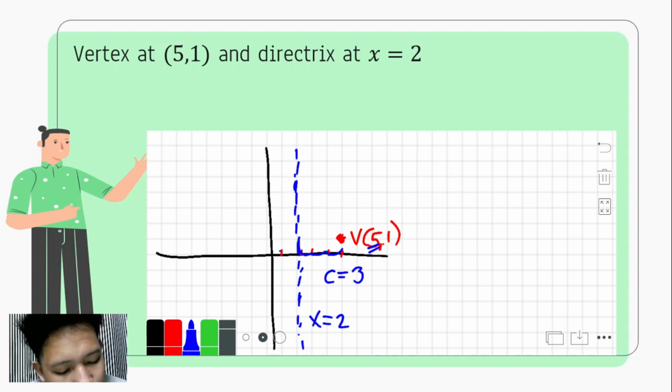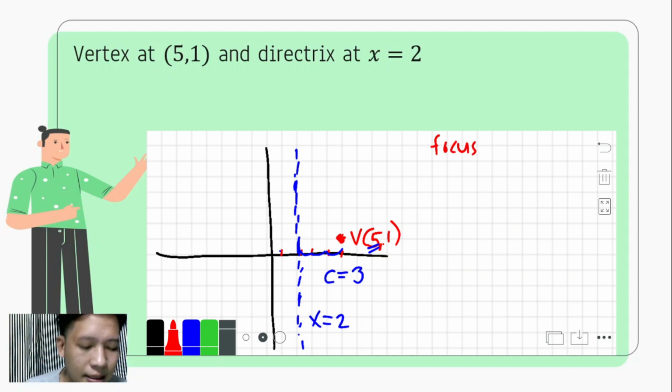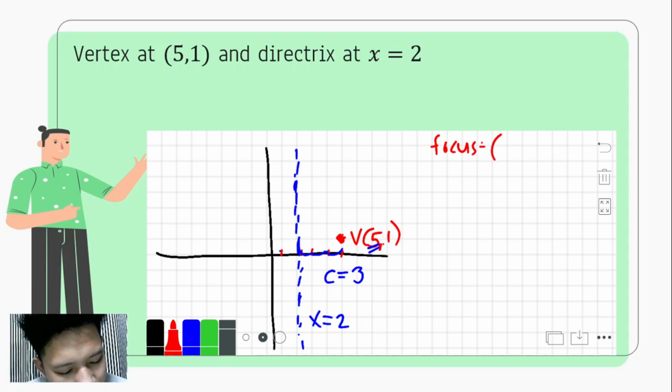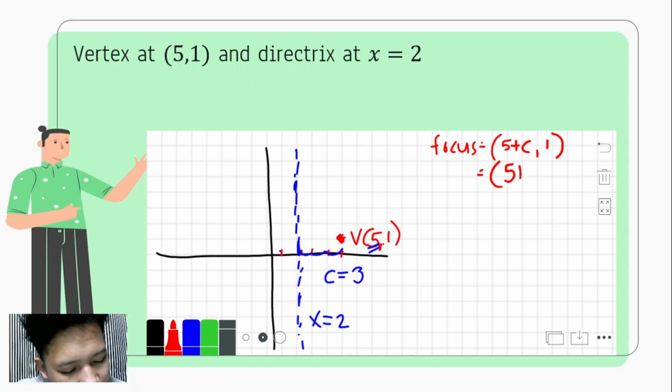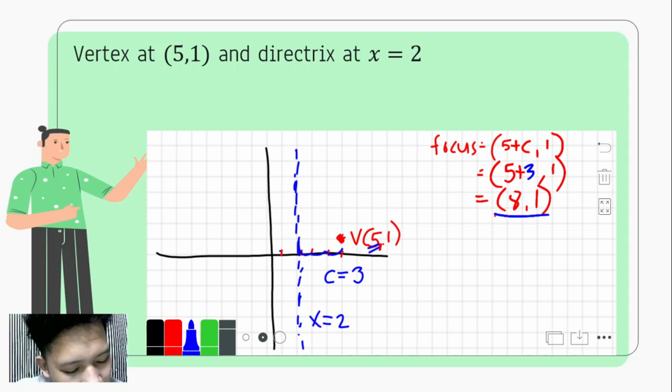Hence, for us to get the focus of the parabola, that would be 5 plus c, comma, 1, since the focus is c units away from the vertex. So that gives us 5 plus 3, the value of c, comma, 1. And that would be at 8, comma, 1. So our focus is at 8, comma, 1. Let's count. From 5, we have 1, 2, 3. So this would be 8, comma, 1. So this is where our focus is.